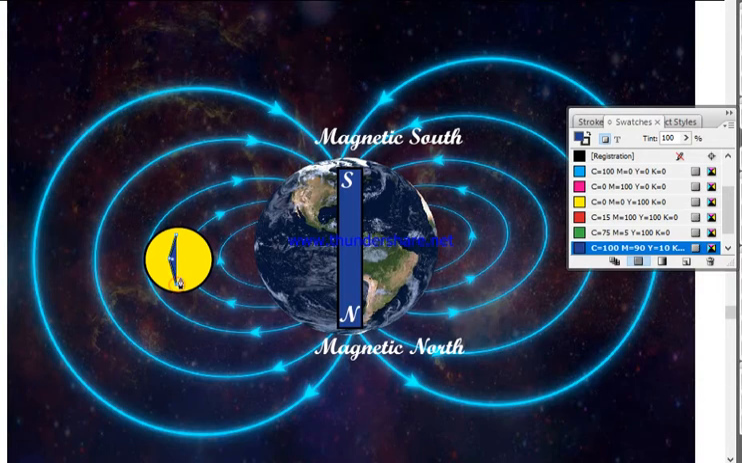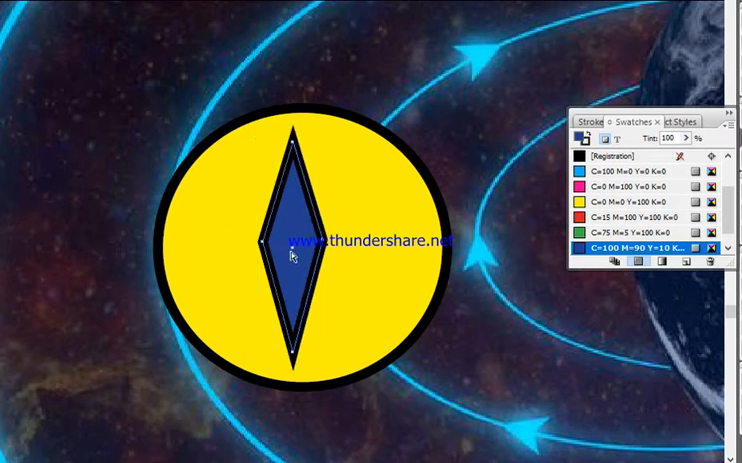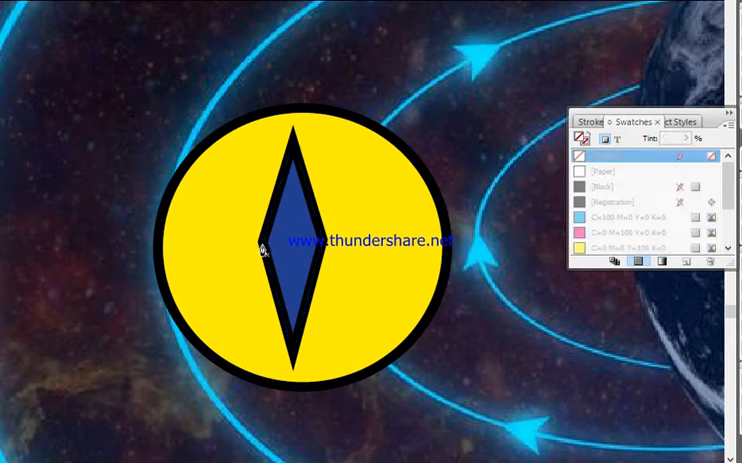You all know what happens when you freely suspend a magnet. Let me draw a compass needle here. Okay, suppose this is a compass needle. In a compass needle I think there are two points used, one of which is red and one of which is blue.